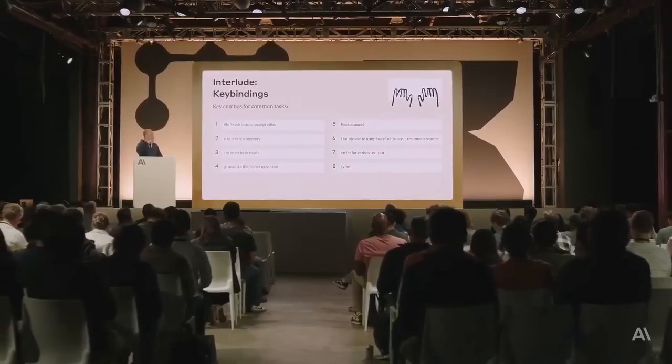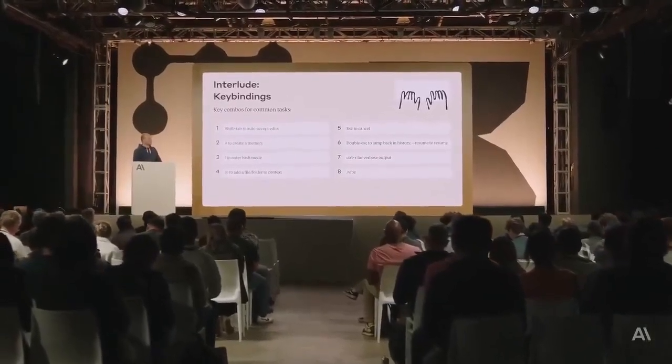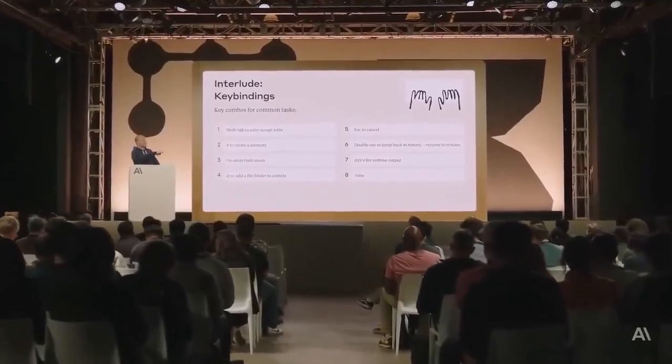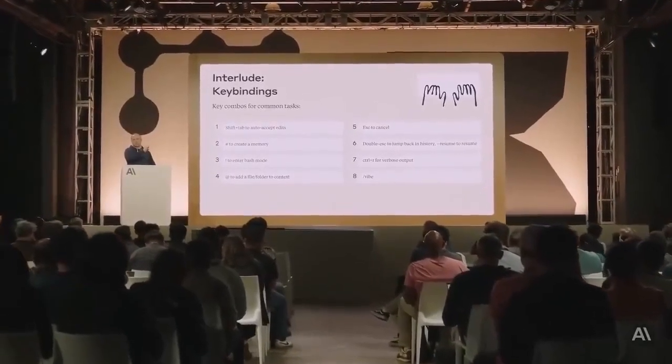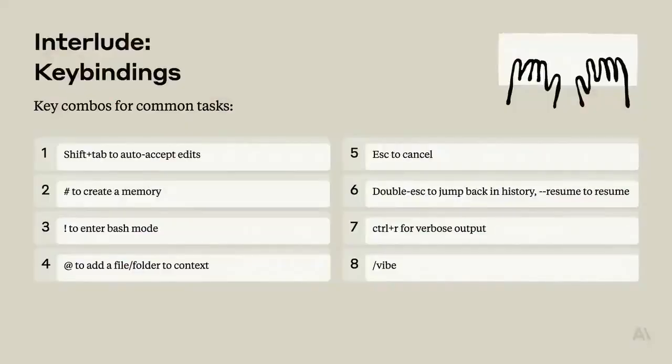You can hit escape twice to jump back in history. And then after you're done with the session, you can start Claude with --resume to resume that session if you want, or --continue. And then anytime if you want to see more output, hit Control-R. And that'll show you the entire output, the same thing that Claude sees in its context window.